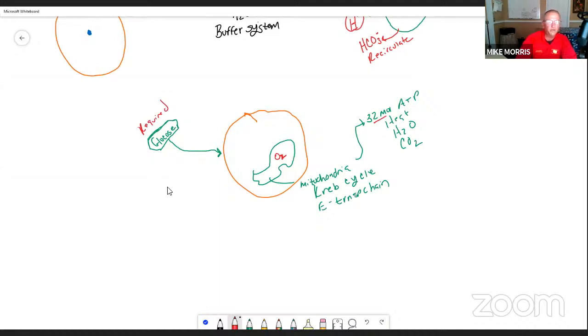Because it's a reaction. It's like, in order to have 1 + 1 equal 2, if you don't have this one or that one, you're not going to have this. You're not going to have 32 moles of ATP. It's not going to happen.